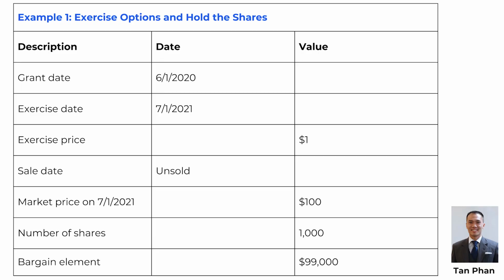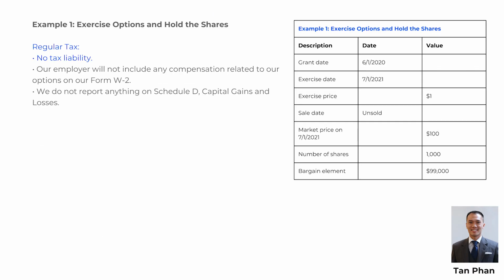Example 1. Exercise ISOs and hold the shares. Grant date June 1st, 2020. Exercise date July 1st, 2021. Sale date unsold. Regular tax liability: no tax liability. Our employer will not include any compensation related to our options on our Form W-2. We do not report anything on Schedule D, capital gains and losses.